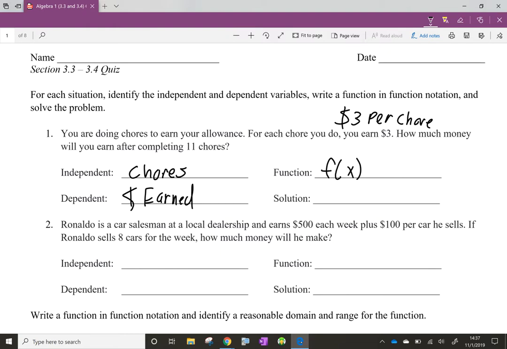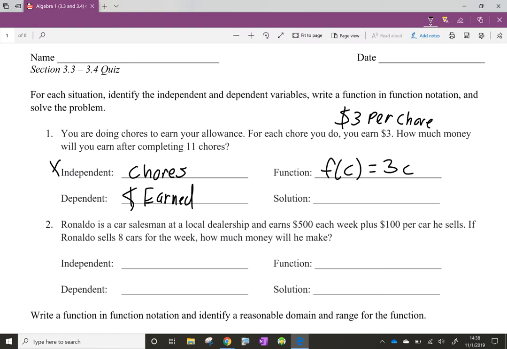So remember, the independent variable is the x variable, and that's the number of chores. If we're earning $3 per chore, we're doing 3 times x. If you want to use c instead of x, that's fine. f of c equals 3 times c, because it's $3 per chore. Every chore you do, you earn $3. So if you did 5 chores, $3 for each of them, that would be $15 altogether, multiplying those values to get your total. So our function is f of x equals 3x, or if you want to use c, f of c equals 3c.